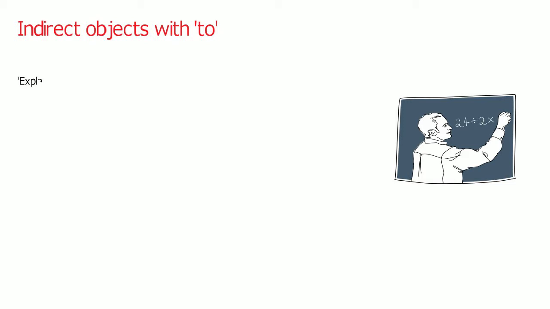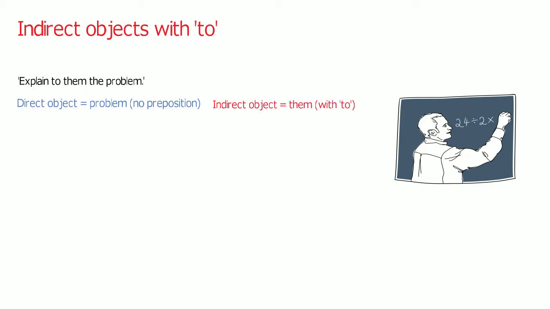There are many verbs that require the preposition to before the indirect object. Let's take the example of the verb to explain. Take a look at this sentence. Explain to them the problem. What is the direct object in this sentence? Correct, the problem. The direct object goes directly after the verb. What is the indirect object in this sentence? Correct, them. We use the preposition to indicate that them is the receiver of the explanation, or the indirect object.